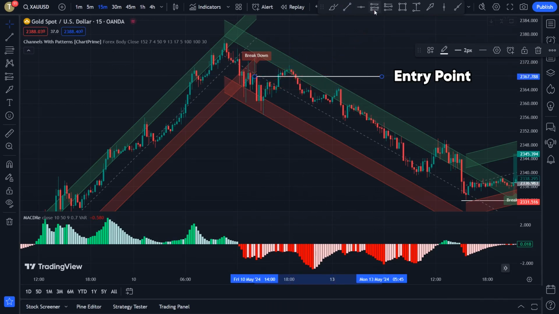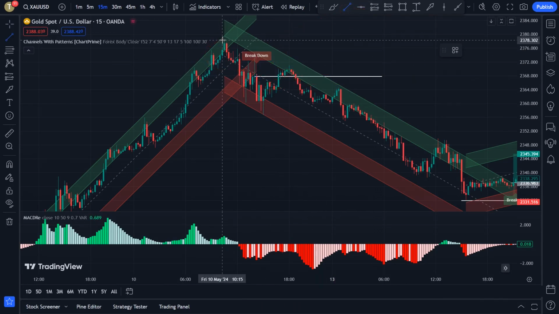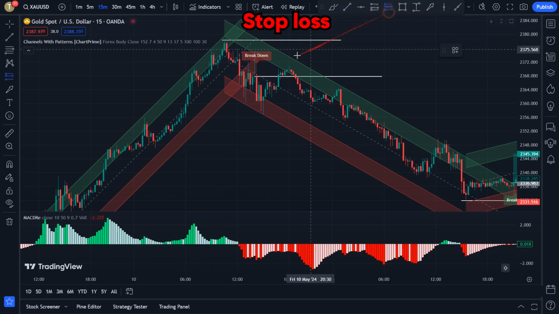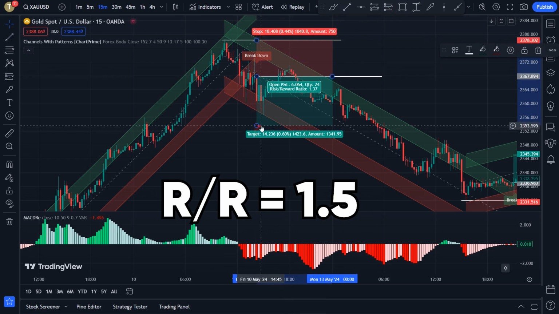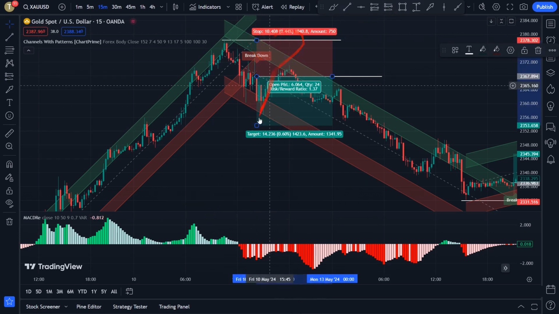For the stop loss, it's enough to find the last swing high and place your stop loss slightly above this level. For take profit, consider a risk to reward ratio of 1 to 1.5 and wait for the trade to close with profit.